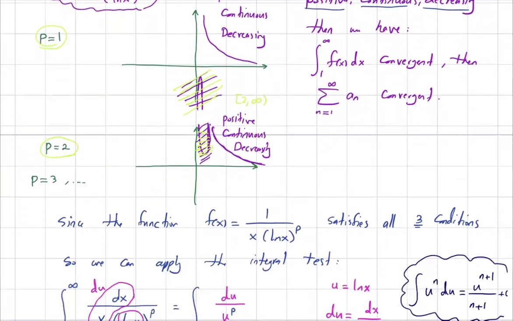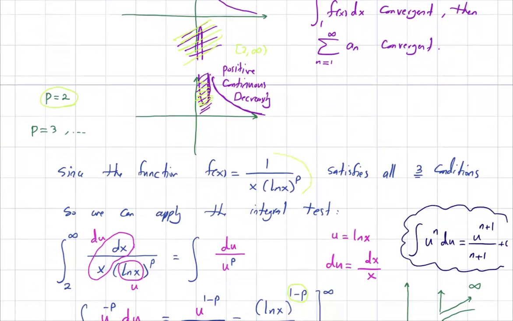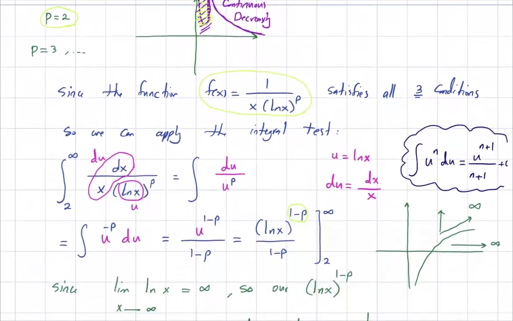So now we can apply the integral test for the function f of x equals 1 divided by x times ln of x to power p. The integral test says, hey, if the integral is convergent, the series is convergent as well. We already know how to analyze an integral. The integral of dx divided by x times ln of x to power p, x ranges between 2 and infinity, can be evaluated using a simple substitution method. U is ln of x, du is dx divided by x, so you can convert this integral into du divided by u to power p.